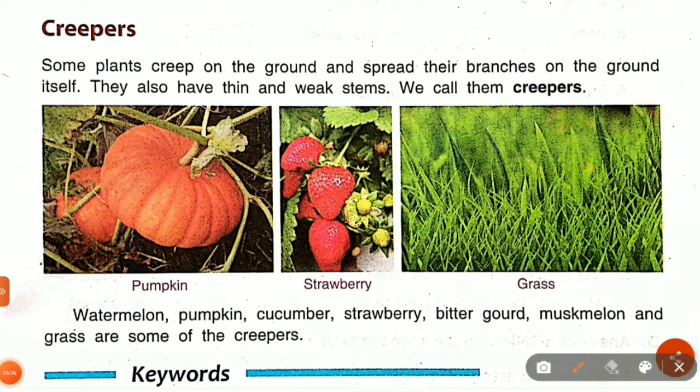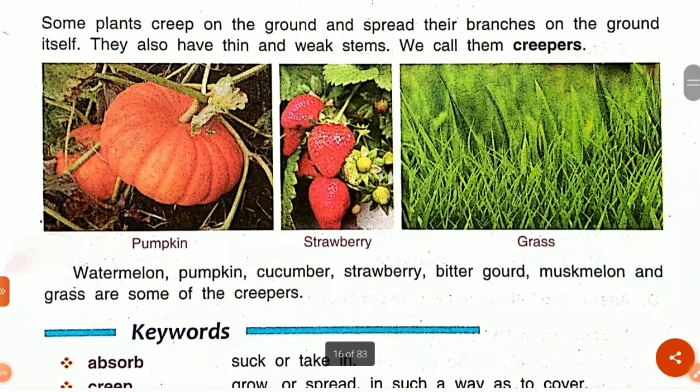See, they have given here, they also have thin and weak stems. We call them creepers. So they cannot climb. What they will do is spread on the ground itself. When I tell you the examples, you will understand what creepers are. Right. So now let's see what the creeper plants are.